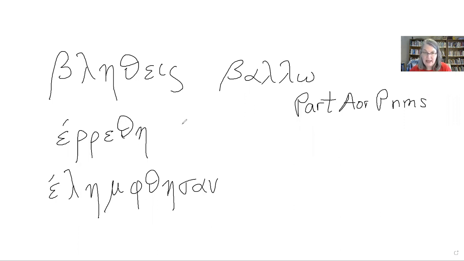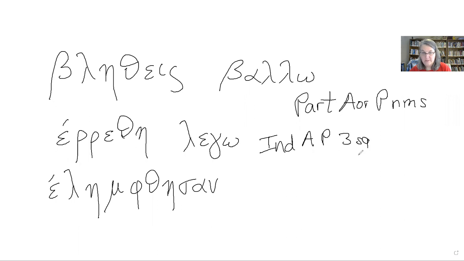Erethe, that is actually the stem that we use in this form for lego. So the stem is completely changed here. And this is the aorist passive stem. Looking at the ending and the epsilon augment, we have an indicative aorist passive third person singular.